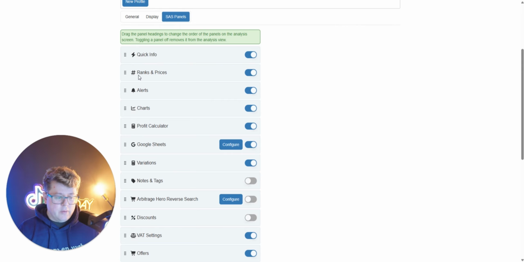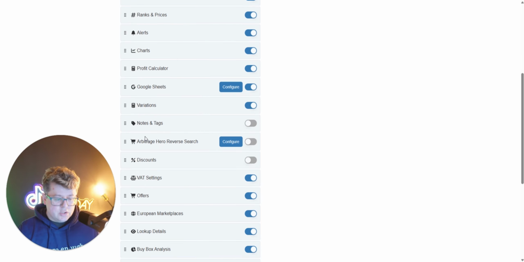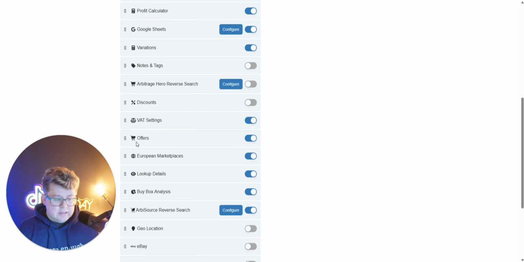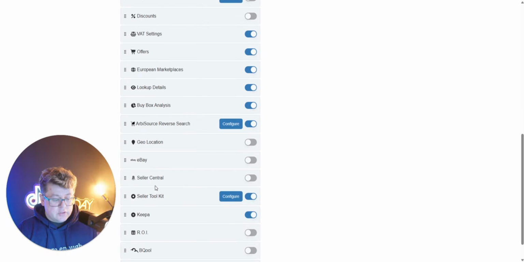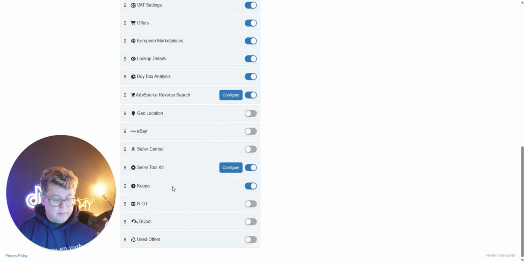So I've got the quick info, the rank prices, alert, charts, profit calculator, Google Sheets for tracking, variations, VAT settings, that's for when I'm doing videos like this, offers, European marketplaces, lookup date details, buy box analysis, Arbisource reverse search, seller toolkit, and keeper. Usually keeper is at the bottom because I'm using keeper on the actual website and I can see it a bit more clearer.